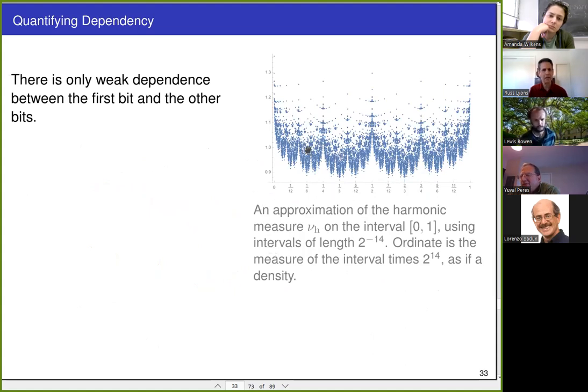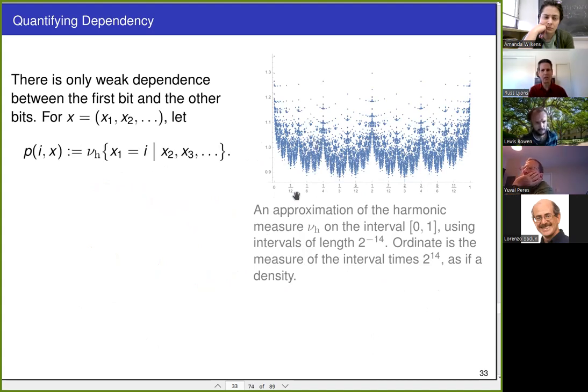So here's a harmonic measure without the colors. And the other thing to notice here is there's a weak dependence between the first bit, is the first bit a 0 or 1, and the others. So this is not a question of reflection, the first bit compared to the others. There's a standard way of looking at this. For a sequence of bits x_i, let's call P_i(x) the harmonic measure that the first bit is i, given all the other bits. So given all the other bits, was it this half or this half?